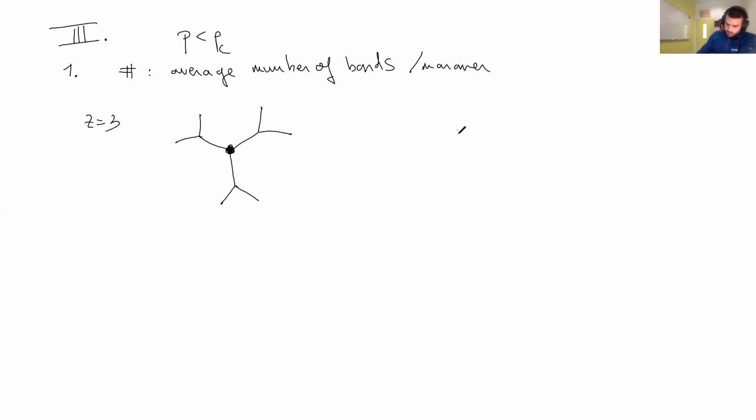probability P that it becomes activated. This one as well, and this one as well. So I have P times Z. However, each time I create a bond, in fact, it involves 2 monomers. So it's double counted. So I should divide this by 2, not to count too many cases. Okay, that is correct. So that's the average number of bonds per monomer.